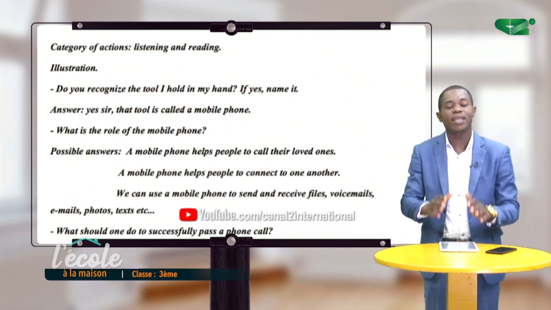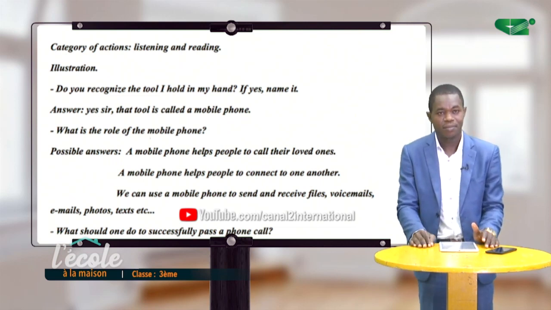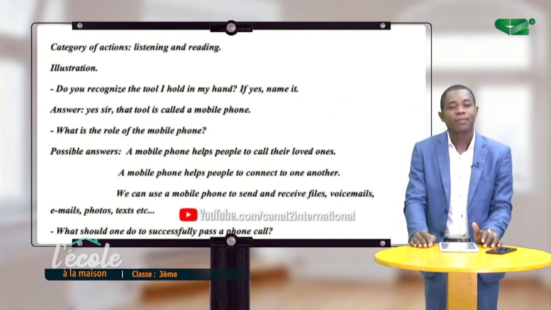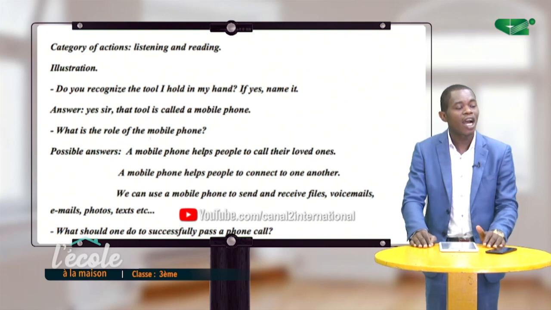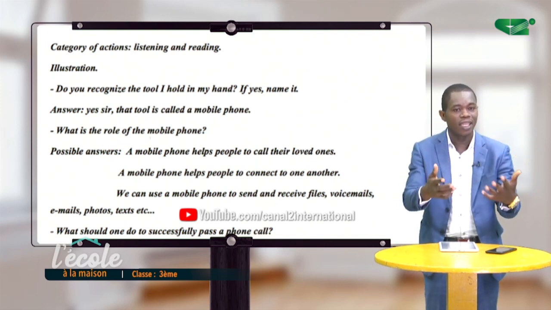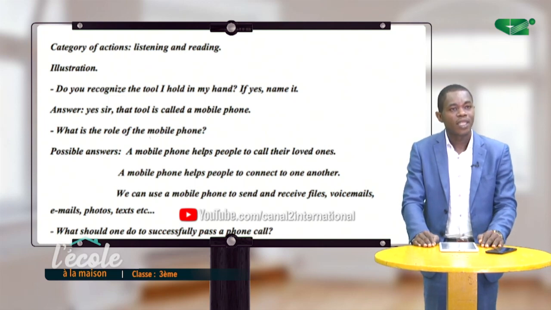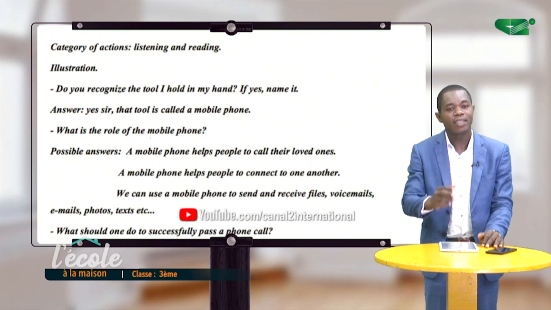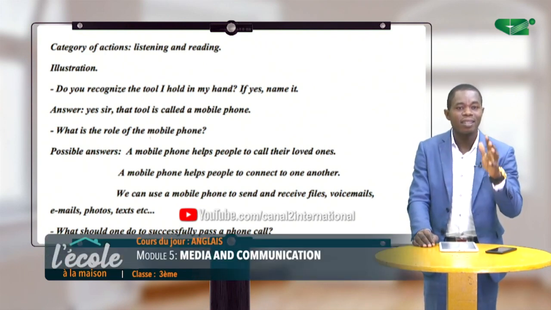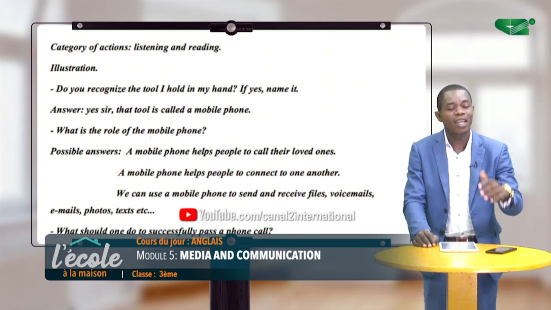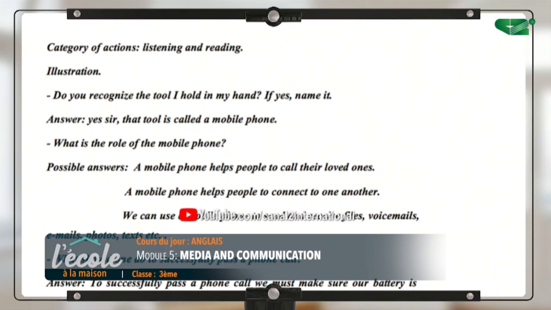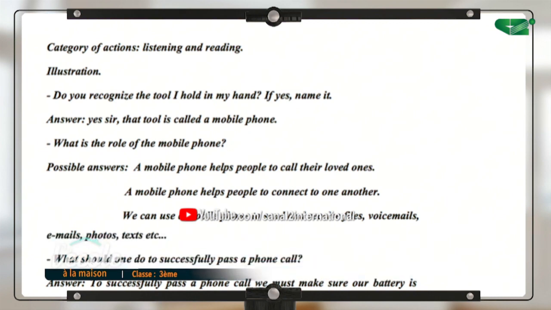When students or learners are asked such a question, the first thing that they should ask themselves is, are we in a real life situation case? Is the item held by the teacher something that really exists in our common life or in our day-to-day life? Before saying yes and then naming it. Sure enough, this item is used on a daily basis by many people in the society.